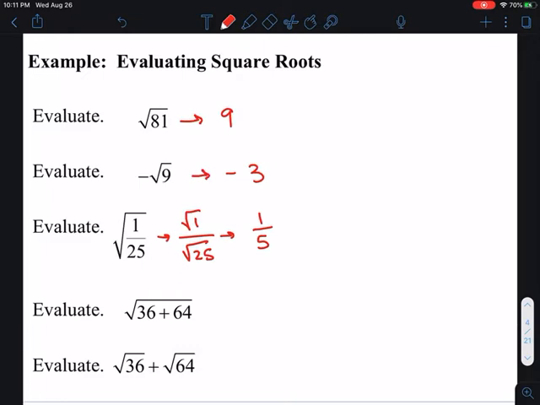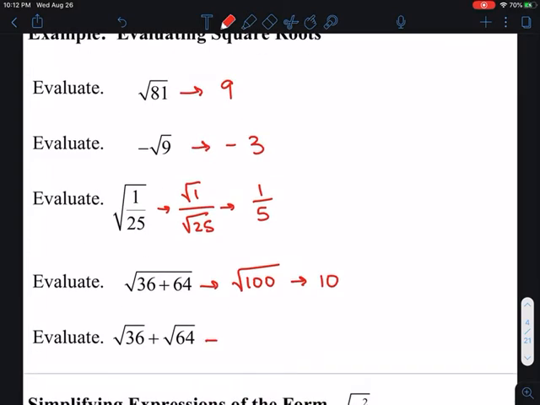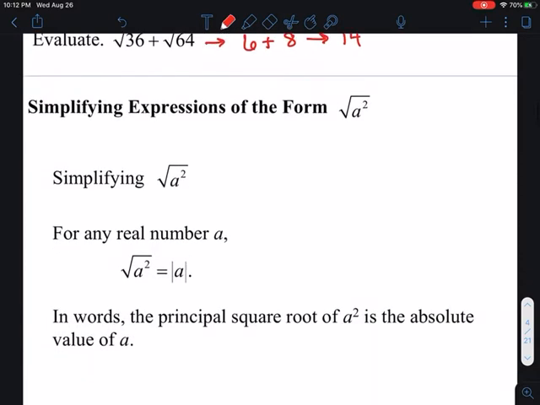Square root of 36 plus 64, in that case you have to do what's on the inside. It's kind of like grouping symbols, we just don't put the parentheses around it. That means we would have a square root of 100, and the square root of 100 is equal to 10. And if we have a square root of 36 plus a square root of 64, the square root of 36 is going to give us 6. The square root of 64 is going to give us 8, where we get a final answer of 14. Nice, easy Algebra 1 review stuff.